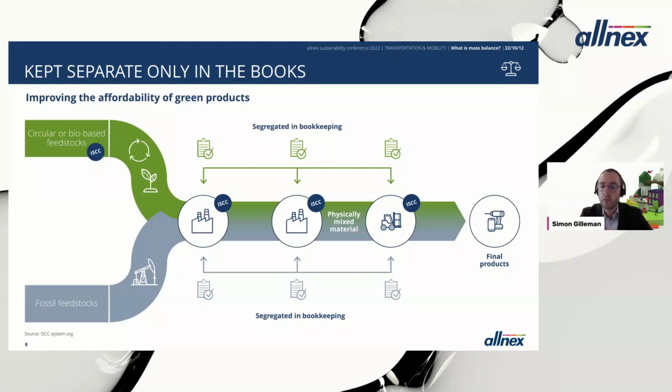That accounting, or bookkeeping, is especially important since both feeds are being mixed. It's much easier, of course, if you have different segregated production streams.